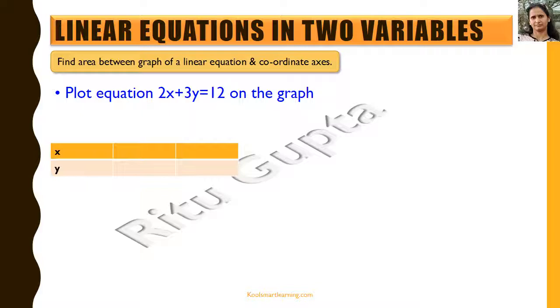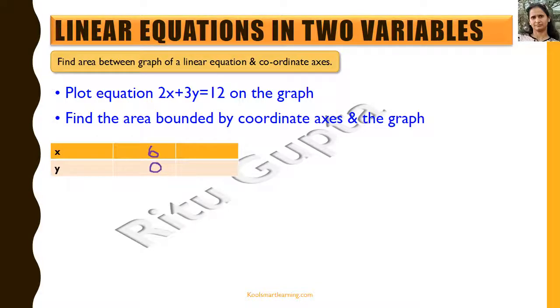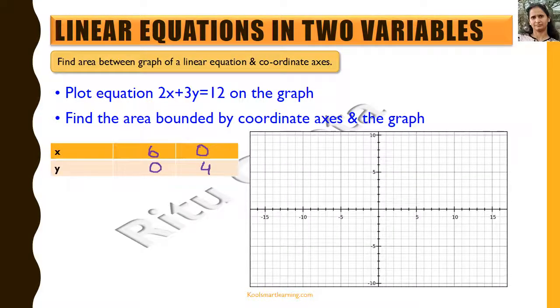Let's say we take x as 6, and we get y equal to 0. Now we need to take another value of x and y, so we can take x equal to 0 and y equal to 4. These are the two solutions of the given equation. We'll first plot that on the graph. So x equal to 6 and y equal to 0 is one solution.